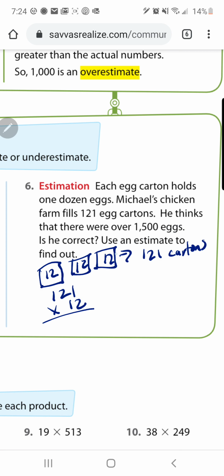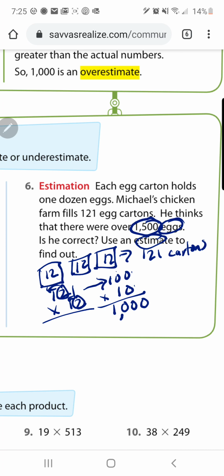Remember that it did say that it wanted an estimate, right? And it wants us to check if the answer he came up with, 1,500 eggs in those 121 cartons, is close to the estimation that we come up with. So 121, we're going to round it off to 100 because of that 2. And that 12, we're going to round it off to 10 because of that 2. So get your extra zeros. 1, 2, 3 zeros. And then multiply what's left over. 1 times 1, 1.